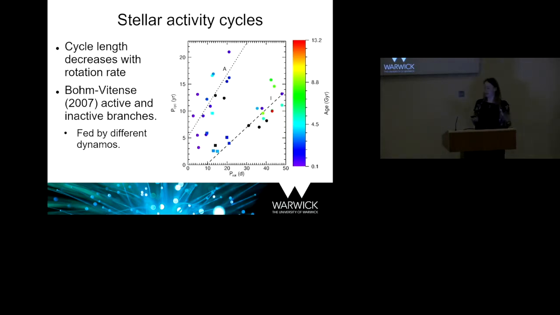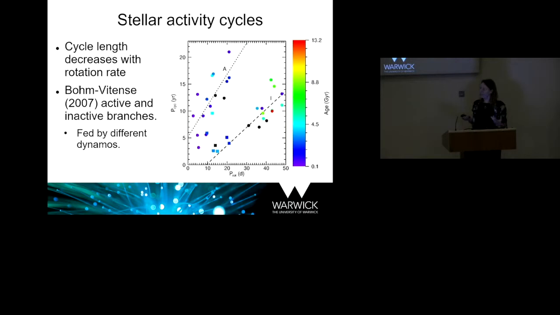And one way in which we can characterize the stars that will have activity cycles is to look at the variation in their cycle length, and how that compares to their rotation rate. What we see is that the faster a star rotates, the shorter its activity cycle. But this tends to happen on two main branches, the active branch and the inactive branch. And one of the theories is that these branches are fed by different dynamos. Dynamos are what's responsible for the sun's magnetic activity cycle and magnetic activity in other stars. It's generated in the interiors of the sun and stars.